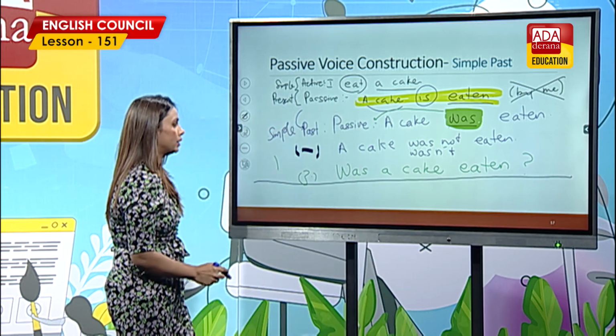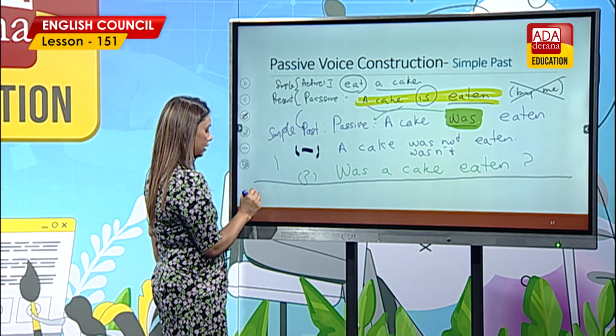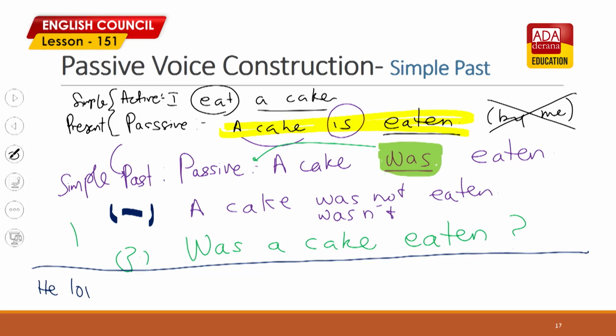An example we already did. He loved me. He loved me. So this is an active. You know that, right? Okay. So what is the passive? What is the passive? Do you remember the passive of He loves me?